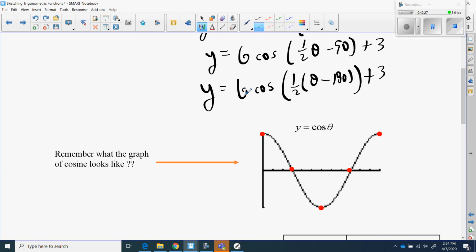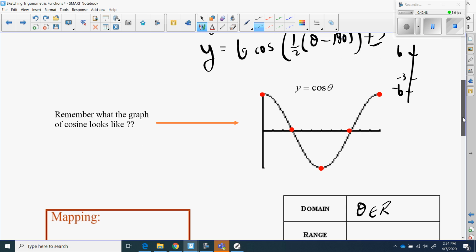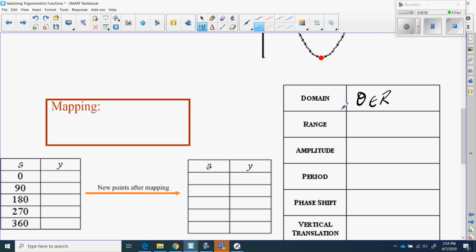So 6 is going to make it originally be 6 to minus 6. And then a plus 3 is going to move this up 3. So it'll be at 9. It's going to move this up 3. So it'll be at minus 3. So there's your range from negative 3 to 9. So my range is negative 3 to 9.